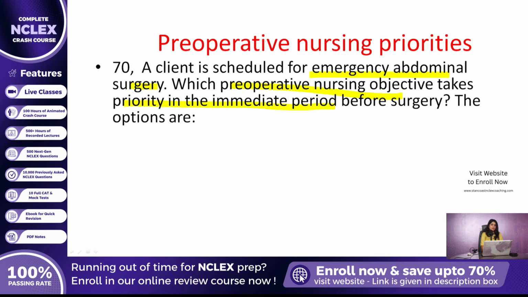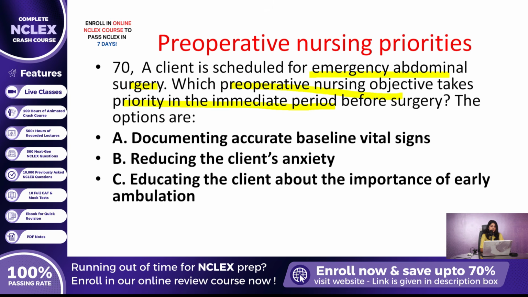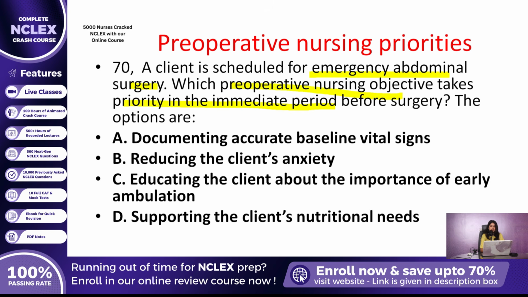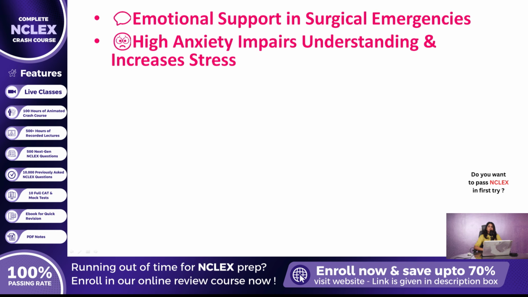The options are A. Documenting accurate baseline vital signs. B. Reducing the client's anxiety. C. Educating the client about the importance of early ambulation. D. Supporting the client's nutritional needs. The correct answer is option B. Reducing the client's anxiety. In emergency surgical situations, addressing the client's emotional well-being is crucial.